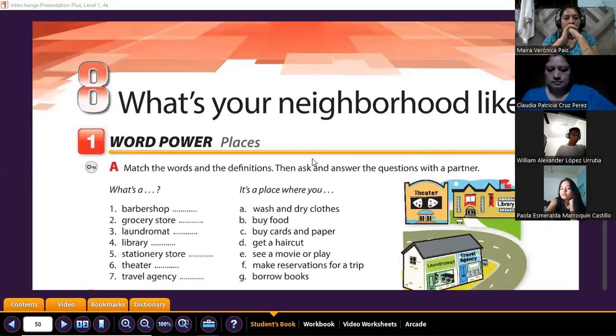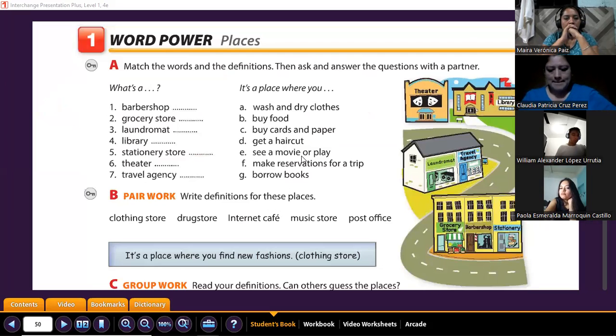Good. Places, right? Places. Good. Match the words and the definition. Then ask and answer the question with a partner.